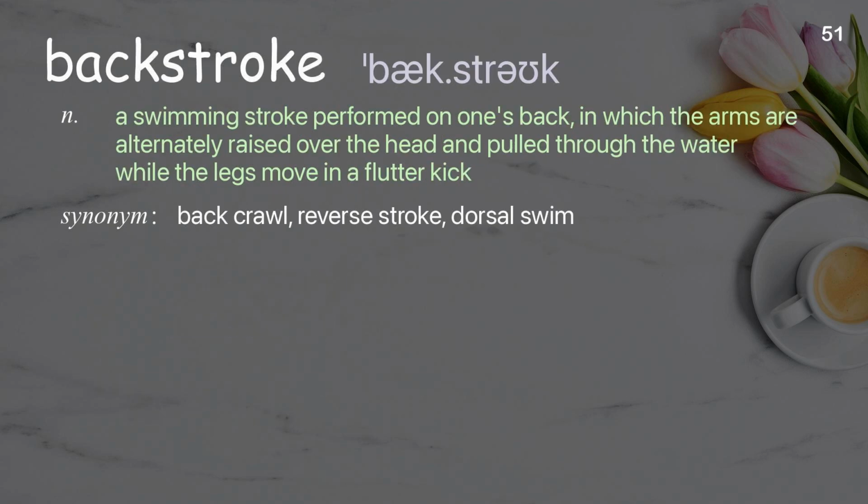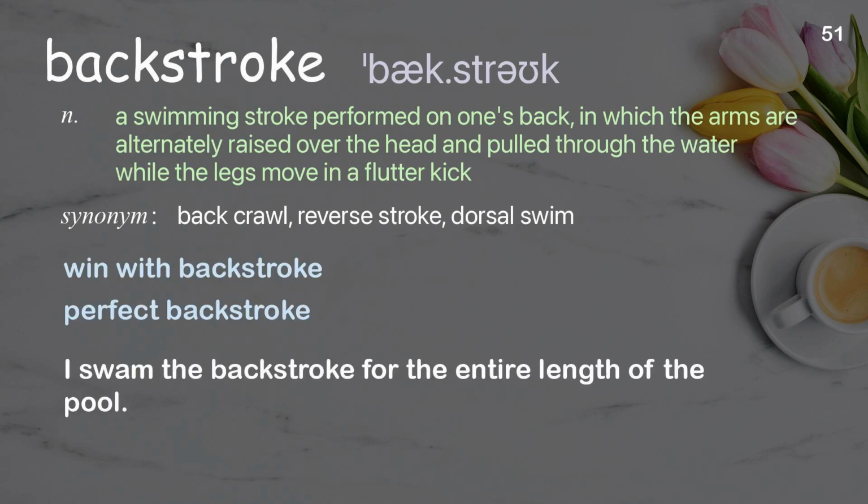Backstroke. A swimming stroke performed on one's back, in which the arms are alternately raised over the head and pulled through the water while the legs move in a flutter kick. Examples: Win with backstroke, perfect backstroke. I swam the backstroke for the entire length of the pool.